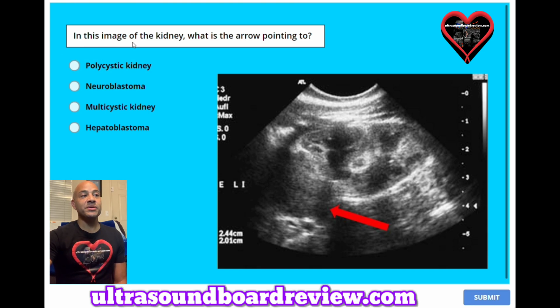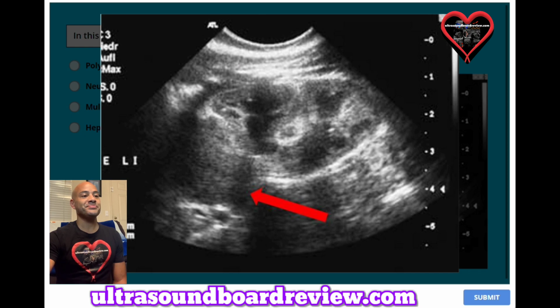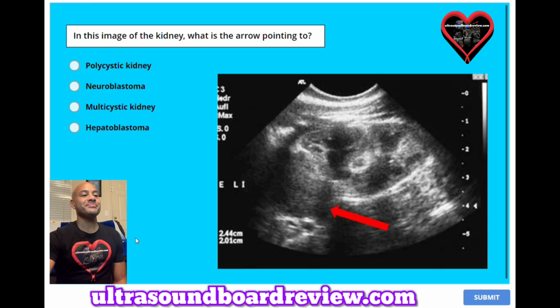Question 18. In this image of the kidney, what is the arrow pointing to? A. Polycystic kidney, B. Neuroblastoma, C. Multicystic kidney, or D. Hepatoblastoma? The answer is B, neuroblastoma.